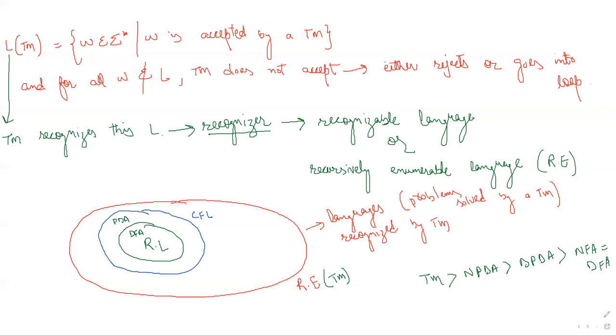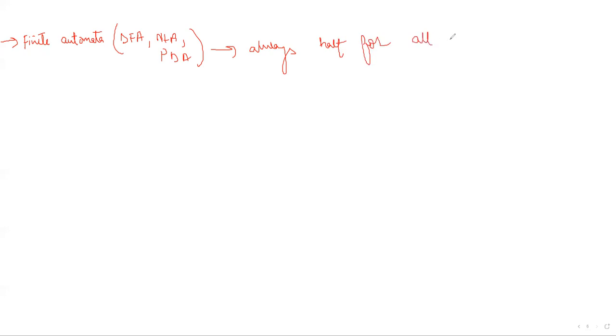Now, there is another question that arises here, but first, to understand that question, you have to understand something about finite automata. For example, our DFA is a finite automaton, NFA is there, and pushdown automata. These automata always halt for all possible inputs. But this is not true for Turing machines. A Turing machine may or may not halt.